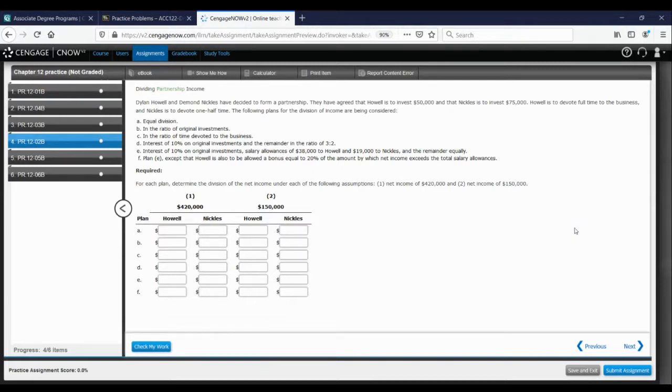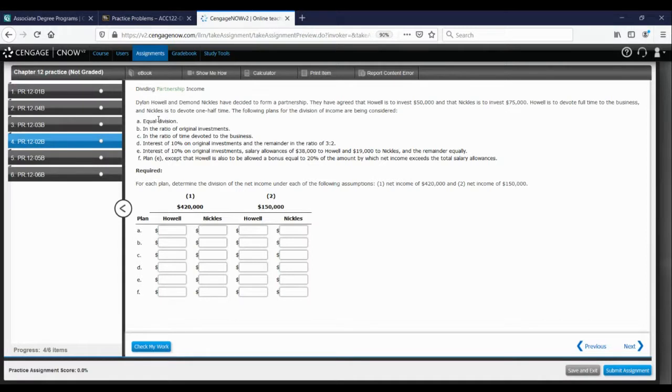12-2B in Cengage. In this problem, what we're going to be learning how to do is to divide partnership income. There are going to be several different parts to this problem, and each part should be done separately. Treat them as if they were separate problems. There will be a lot of calculations in this particular problem, so I'll have to flip back and forth between the Excel to show you how to do this.